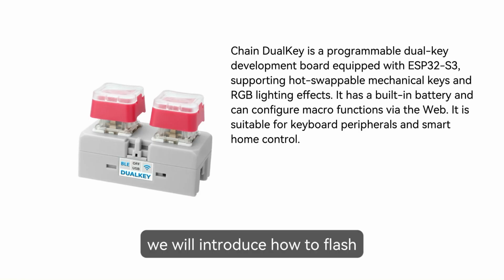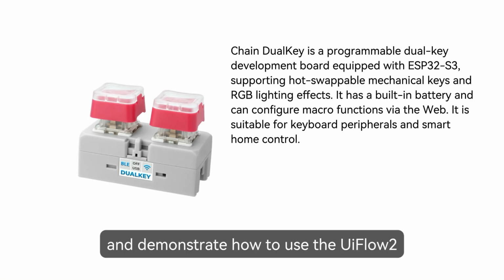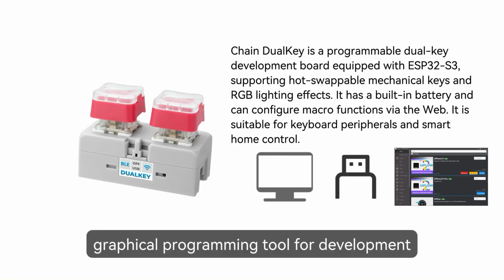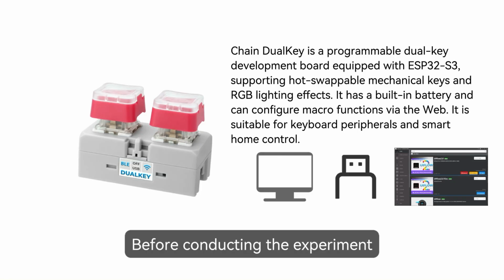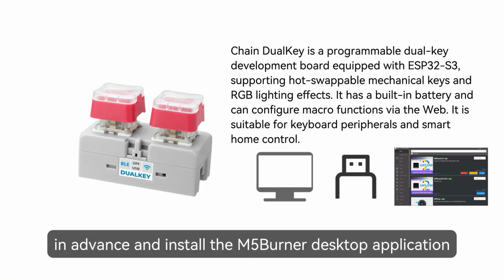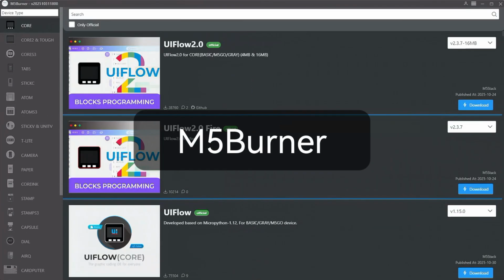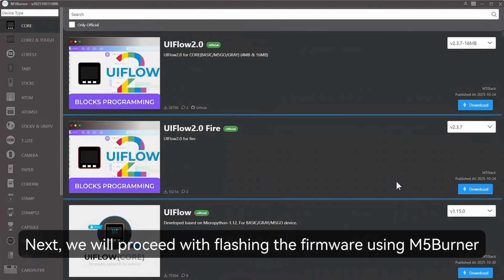Today, we will introduce how to flash firmware onto the ChainDualKey using M5 burner and demonstrate how to use the UIFlow 2 graphical programming tool for development. Before conducting the experiment, you need to prepare the Type-C USB data cable in advance and install the M5 burner desktop application on the computer in advance. Next, we will proceed with flashing the firmware using M5 burner.